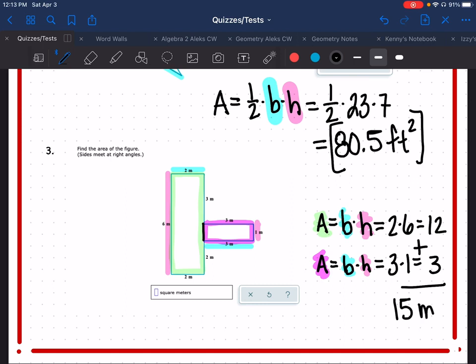I'm going to go ahead and add those together and I get 15. We're talking about area. Oh, I guess it says it right there, square meters. There we go, 15.